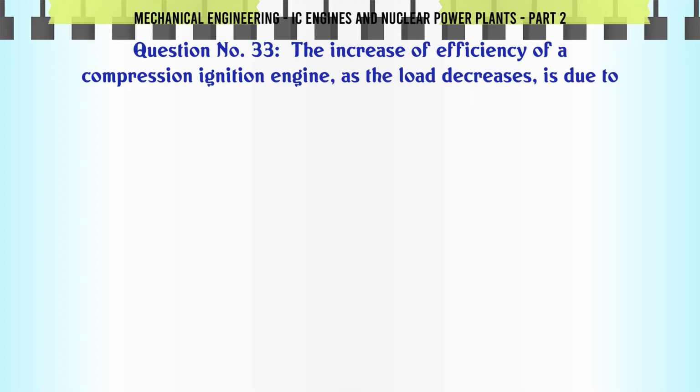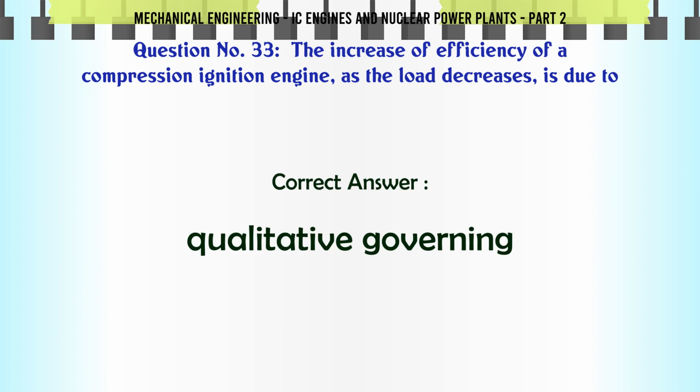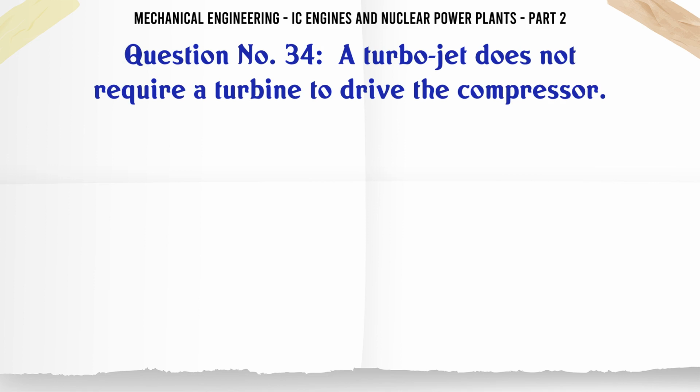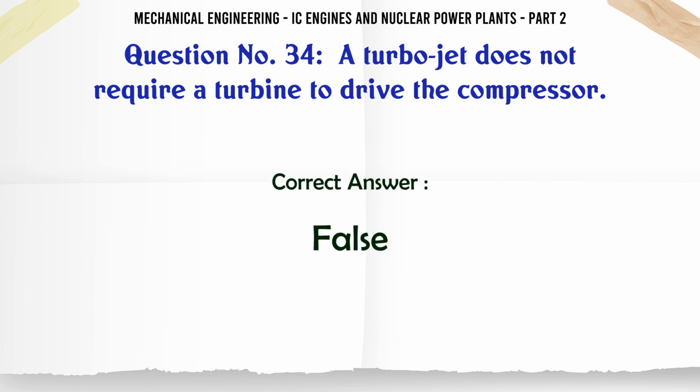The increase of efficiency of a compression ignition engine as the load decreases is due to A. Higher maximum temperature, B. Qualitative governing, C. Quantitative governing, D. Hit and miss governing. The correct answer is qualitative governing. A turbojet does not require a turbine to drive the compressor. A. True, B. False. The correct answer is false.